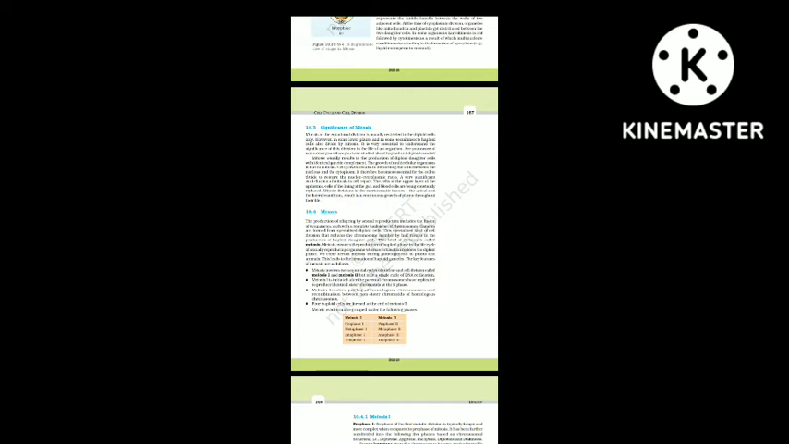Meiotic events can be grouped under the following phases. Meiosis I: prophase I, metaphase I, anaphase I, telophase I. Meiosis II: prophase II, metaphase II, anaphase II, telophase II. 10.4.1 Meiosis I, prophase I. Prophase of the first meiotic division is typically longer and more complex when compared to prophase of mitosis. It has been further subdivided into the following 5 phases based on chromosomal behavior: leptotene, zygotene, pachytene, diplotene and diakinesis.